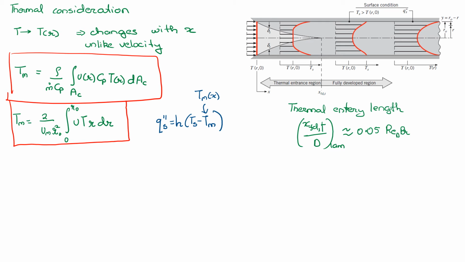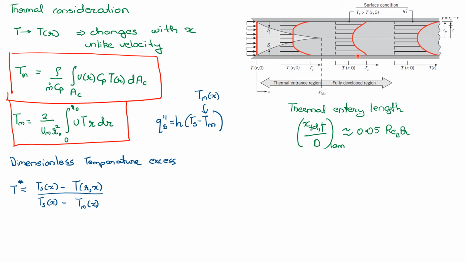Now we know that the heat that's transferred, or the heat flux, can be calculated by Newton's law by h times Ts minus Tm. Let's say that our Ts is a constant value. Our Tm now here is a function of x. So you will have a different mean temperature for this location compared to a mean temperature at this location. So the mean temperature will be changing as you move along the x direction.